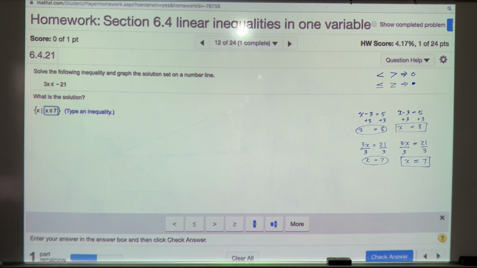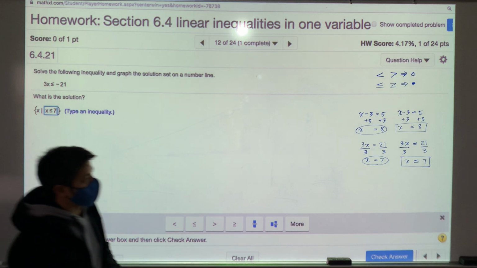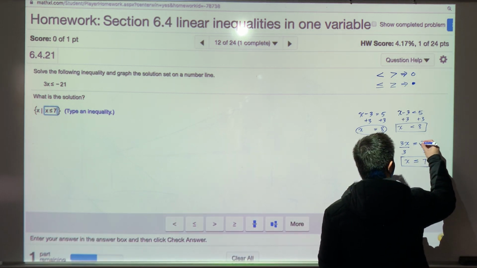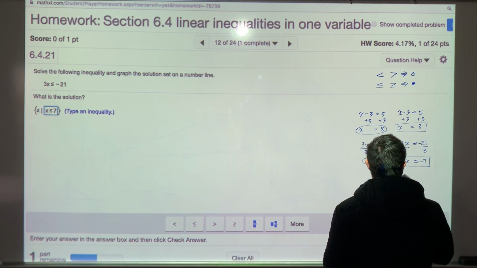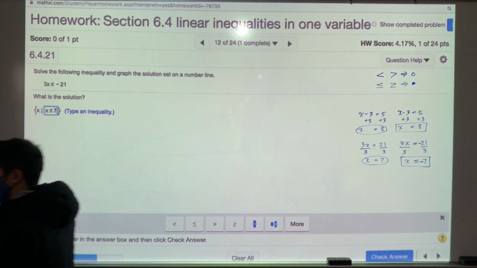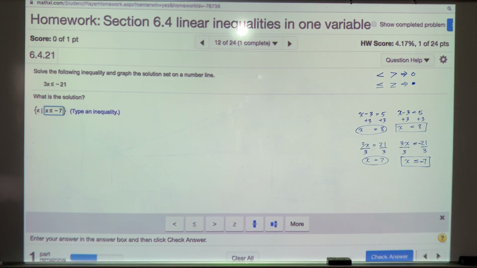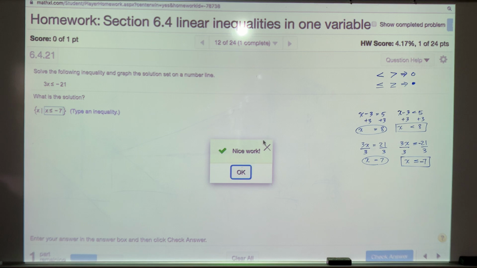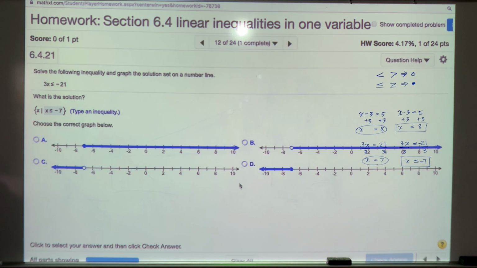Did I say 7 or negative 7? It should be negative 7. I forgot my negative sign here. That was negative 21 divided by 3, which is negative 7. Let me put that correctly. There you go. Okay? So you've got your answer there.